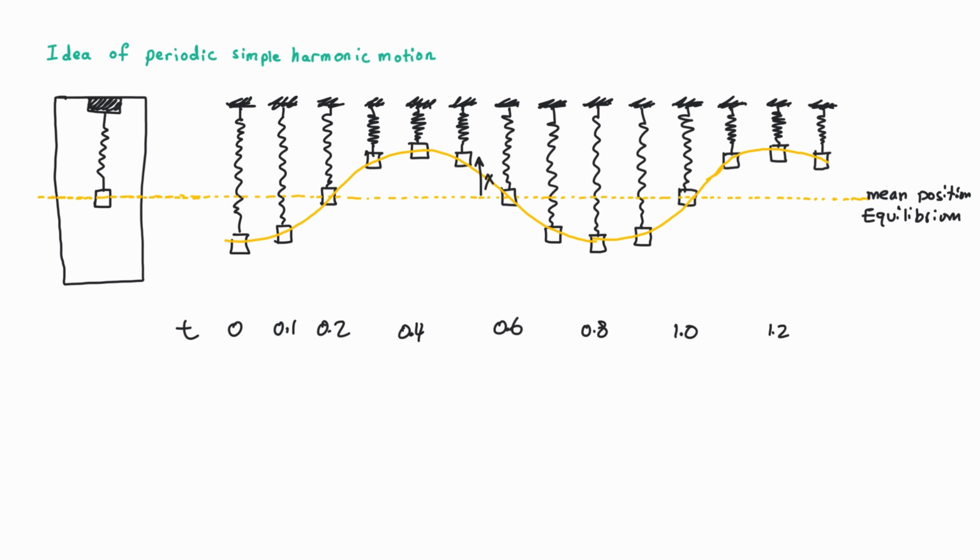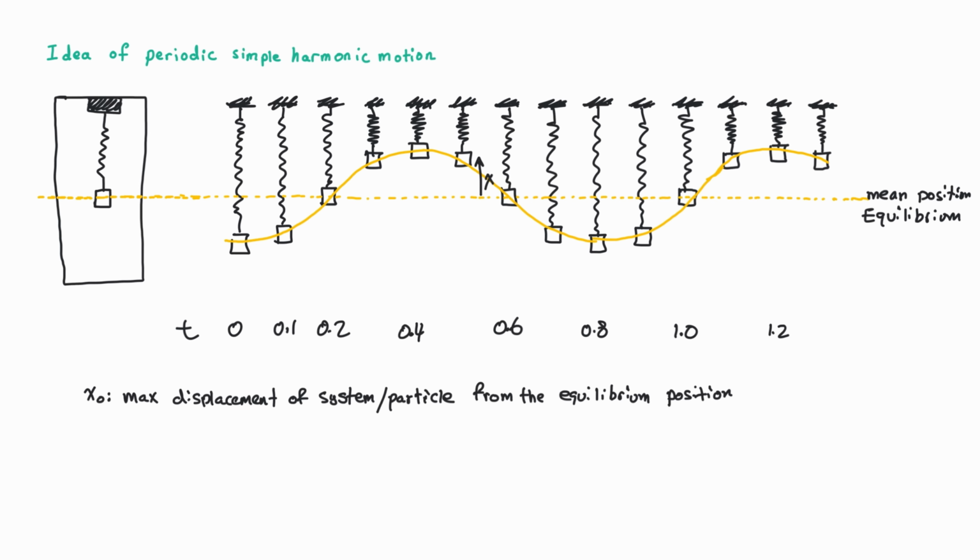Another important terminology is the amplitude, which is the maximum displacement of a particle or system from the equilibrium position. Again, displacement is measured from the equilibrium position. The maximum distance that that particle or system is traveling is called the amplitude, and the symbol that we use for it is x with a subscript 0, x naught. The max amplitude can also be measured in both directions, so it could be here or here in this specific case.